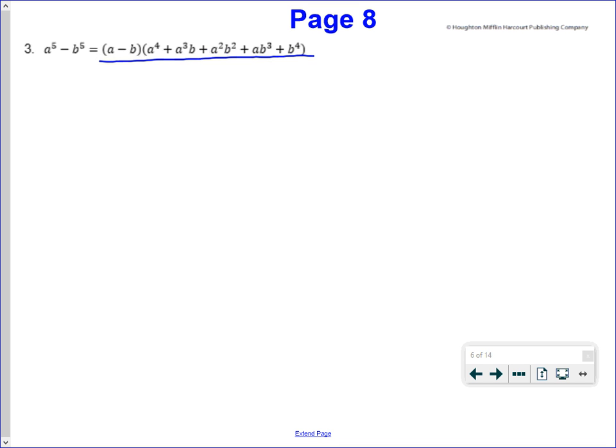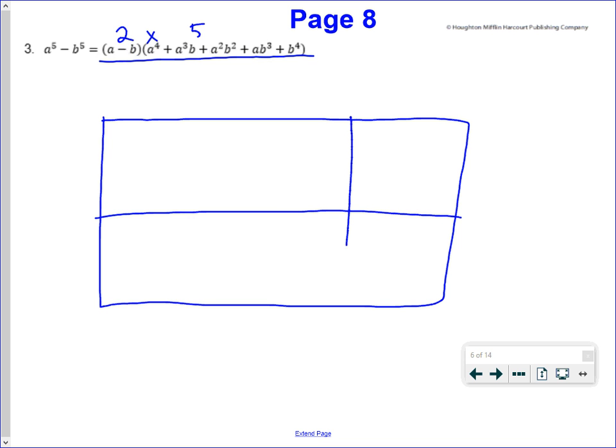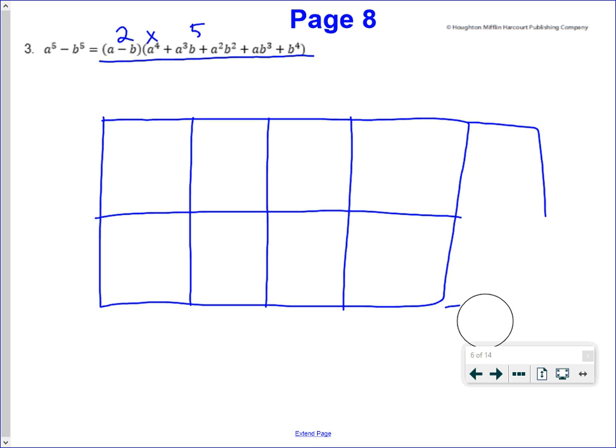And we're going to use the box method. Remember, if we're multiplying polynomials with the box method, what we should do first is see how many terms are in each polynomial. In this case, we have 2 and we have 5. So that means we're going to have a 2 by 5 box. So let's go ahead and draw our box, make it pretty big, and we're going to make it into a 2 by 5. Let's actually just add another row right here. Give us plenty of room.